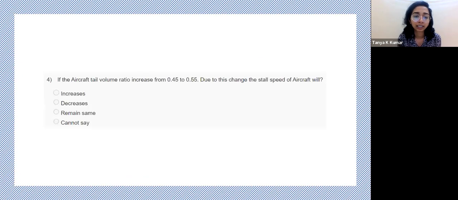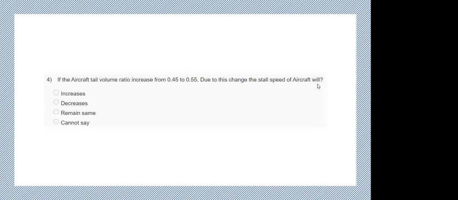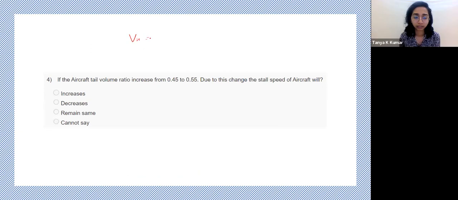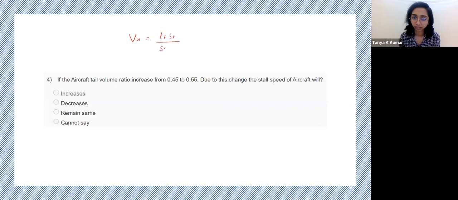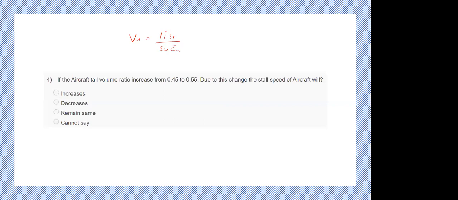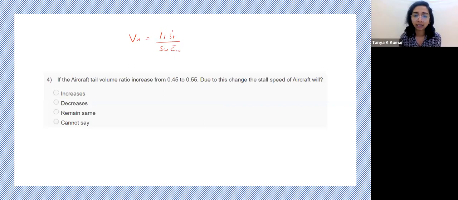Next question is, if the aircraft tail volume ratio increases from 0.45 to 0.55, what will the change in the stall speed of the aircraft be? What is tail volume ratio? How do we denote it? VH. And what is it equal to? LT ST divided by SW C bar W. Yes, correct. So LT is the tail moment arm, ST is the area of the tail, SW is the area of the wing, and C bar is the mean aerodynamic chord of the wing.